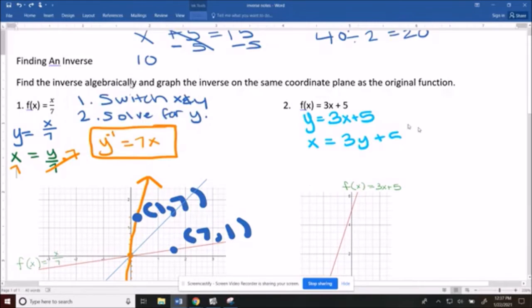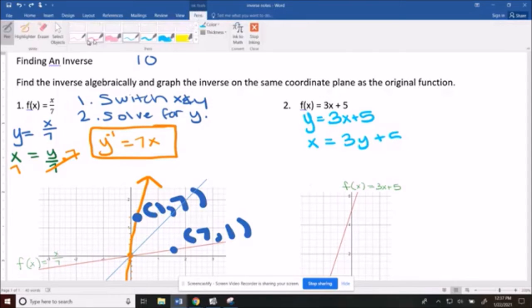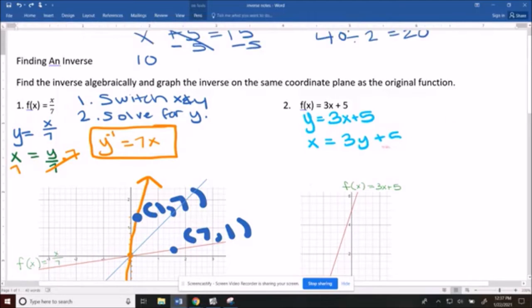Sorry, let me fix my 5 here. So inverse operations, remember. The first thing that we have to do is subtract 5 from both sides, because positive 5 and minus 5 are opposites. They're inverse operations. They cancel out to 0. And we're left with x minus 5 equals 3y.